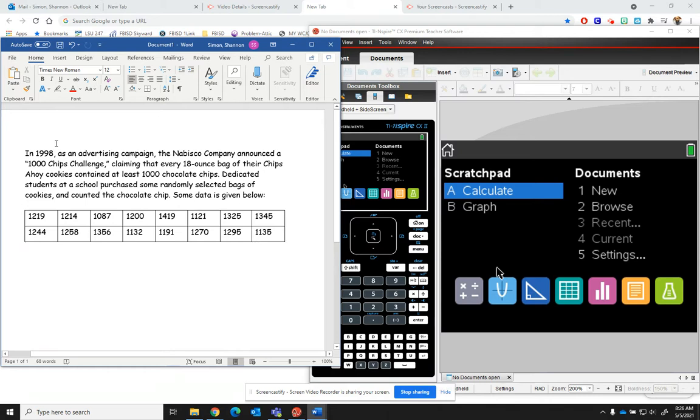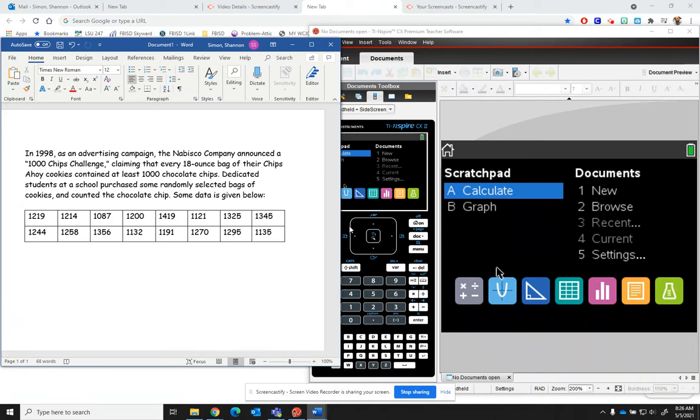So this particular problem says, in 1998, as an advertising campaign, the Nabisco company announced a 1,000 chips challenge, claiming that every 18-ounce bag of their Chips Ahoy cookies contained at least 1,000 chocolate chips. Dedicated students at a school purchased and randomly selected bags of cookies and counted the chocolate chips. Some data is given below. So we're given data and we don't have any kind of standard deviation, and we want to go ahead and try to generate a confidence interval for this.